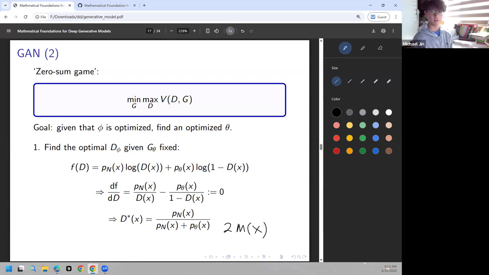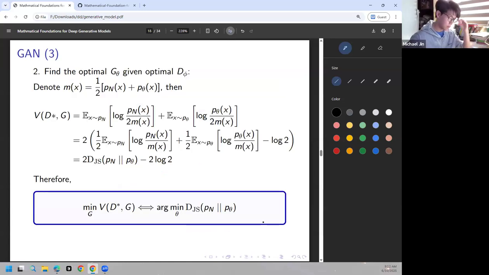In JS divergence, we know we have taken the average of two distributions. So this should be related to JS divergence, and you can see in this slide, we can find the optimal G given the optimal D. We first denote M to be half p_n plus p_theta. Then we have the value function of G, given that D is already optimized, to be the two-part expectation sum.